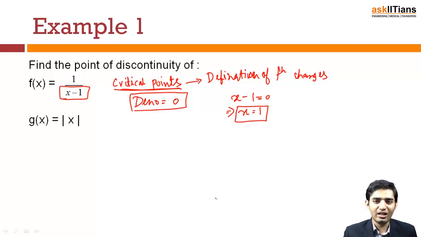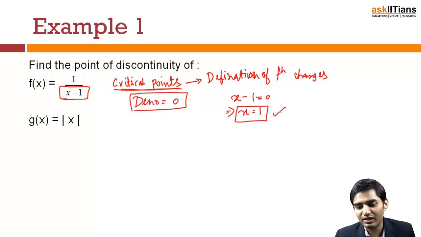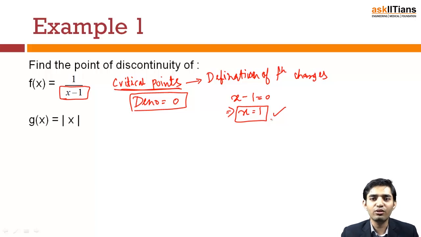Now I will have to check. Directly I cannot say that this function will be discontinuous at x equal to 1. First step is to find out the critical point and then check at the critical point whether the function is continuous or discontinuous. Directly don't comment that functions will be discontinuous at all the critical points. This is not true. So our critical point is x equal to 1.